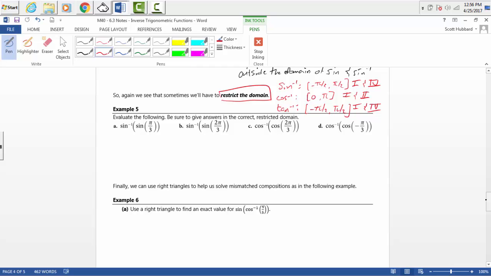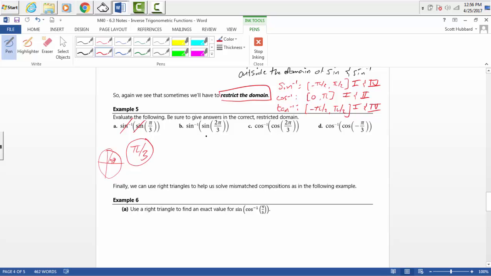All right. So let's go ahead and take a look at some of these problems. Sine inverse of sine of pi over 3. Now this is in the domain, so it's okay, because pi over 3, is that in the correct quadrant? Yeah, you betcha. So that's not a problem. So I can just simply say, if I did sine inverse of sine, those should cancel out, and so I should just be left with pi over 3.